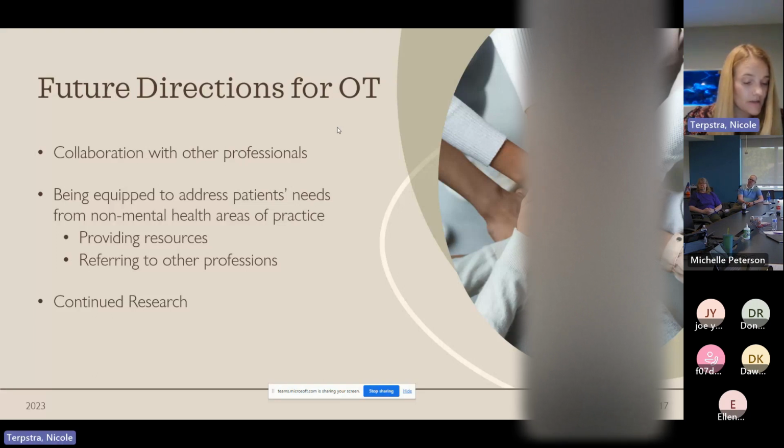Lastly, providing research on the effectiveness of working with other professions, and also from that, defining occupational therapy's role and value on interdisciplinary teams.